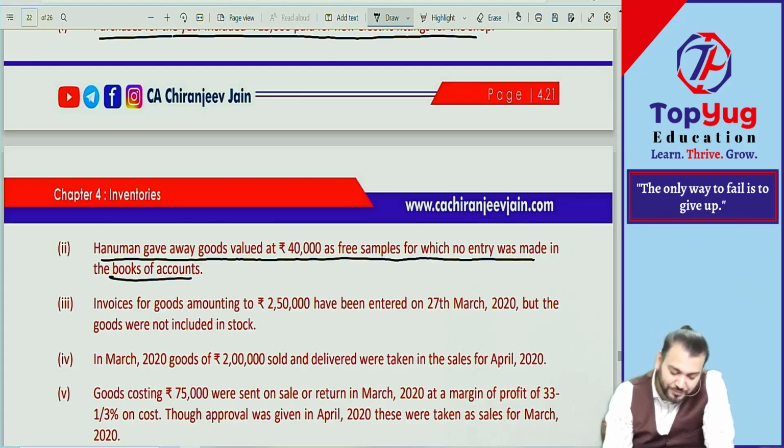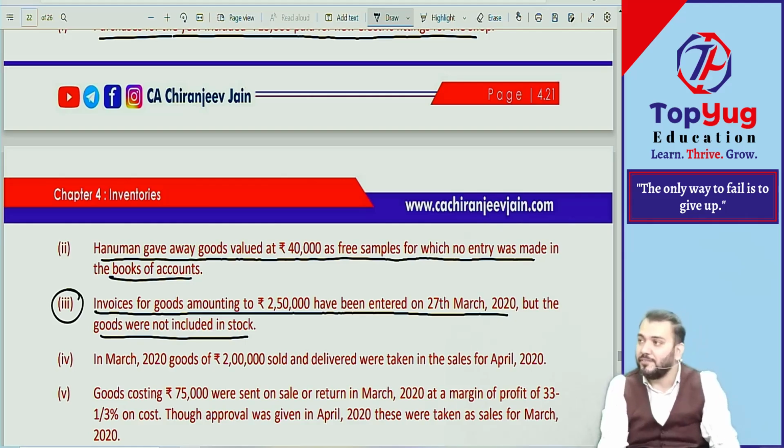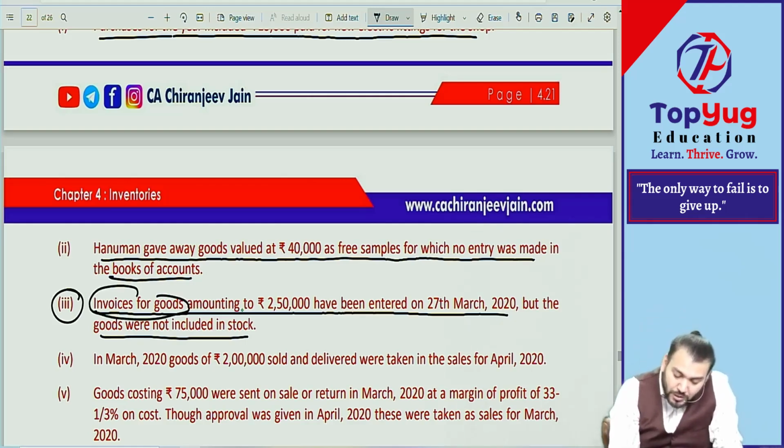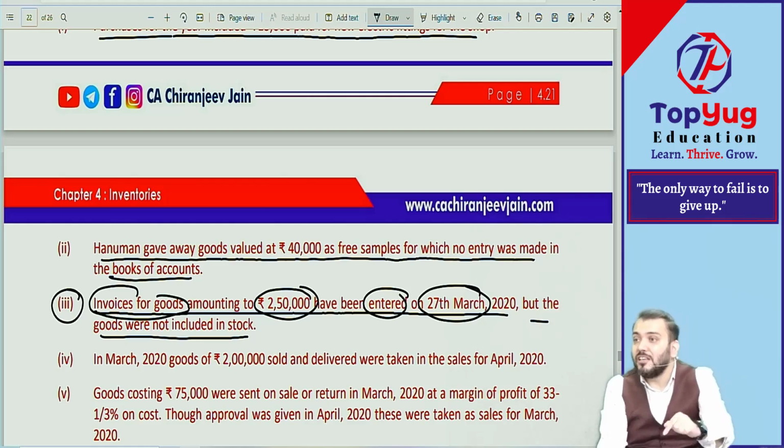I want good marks. Point number 3. Invoice for goods amounting to rupees 2,50,000 has been entered on 27th March, but the goods were not included in the stock. Invoice entered means purchase has been recorded, but the goods were not included in the stock, so the stock needs to be increased. What journal entry?